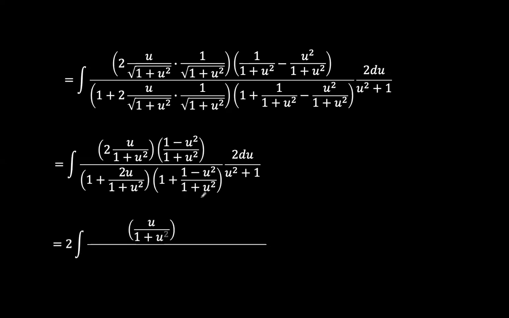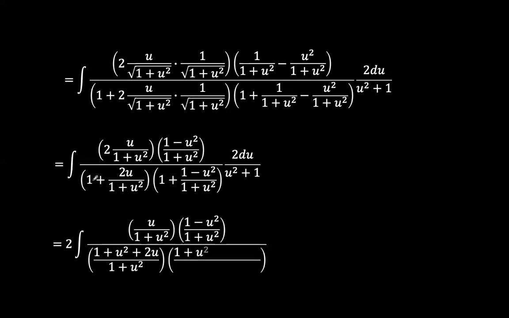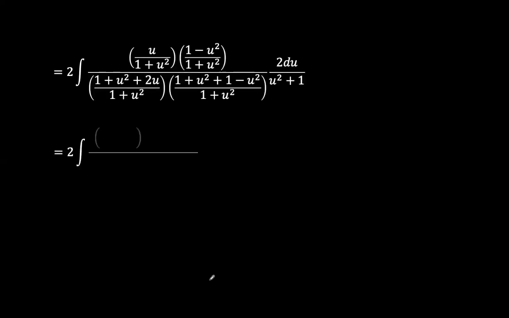So simplifying things further, pulling these two out, and then multiplying the denominator with this constant term here, 1. So we have 1 plus u squared plus 2u over 1 plus u squared, and the same thing here, 1 plus u squared plus 1 minus u squared over 1 plus u squared, right? So going on, this 1 plus u squared plus 2 is the same as 1 plus u squared.